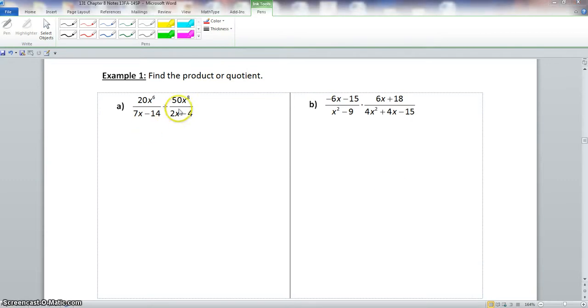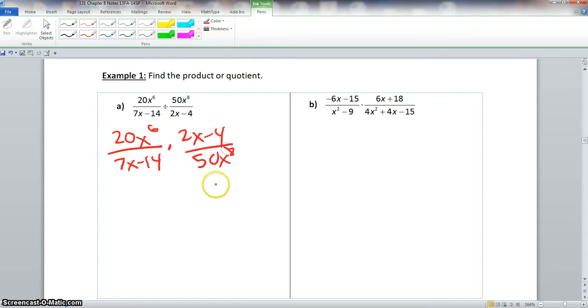Now, if you notice here, we start off with a division problem. So the first thing we should do is, let's just write these fractions. Let's change this division to multiplication. And now we could go through and simplify. Now let's do the prime factorization of 20. The prime factorization of 20 is 2 times 2 times 5.